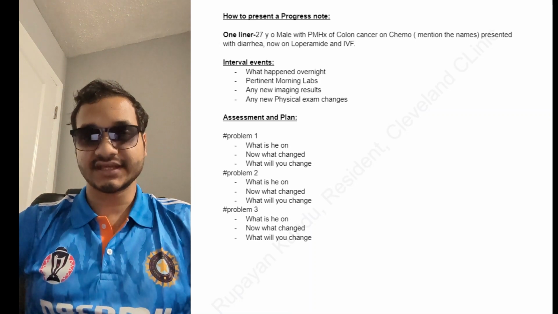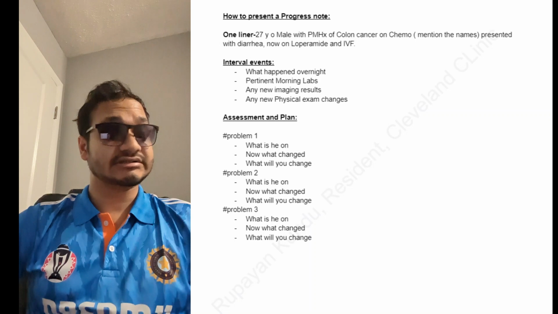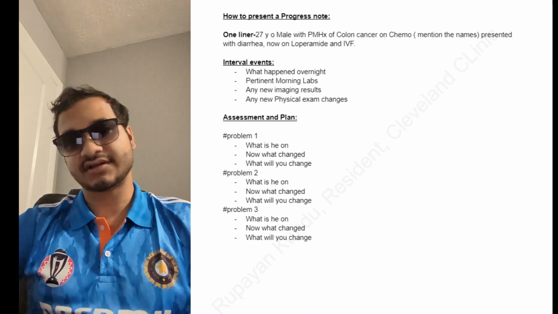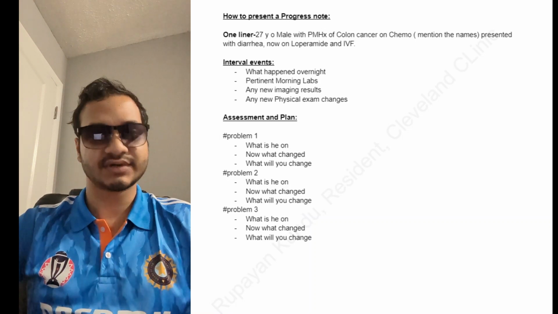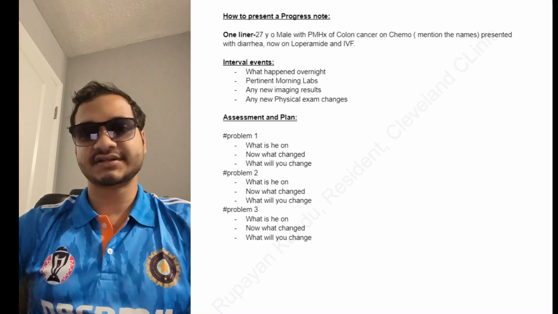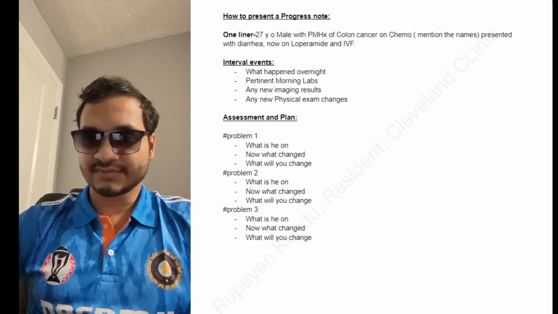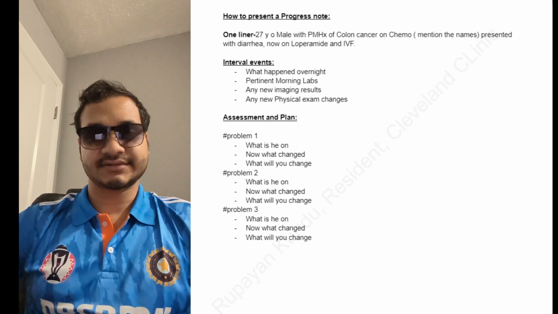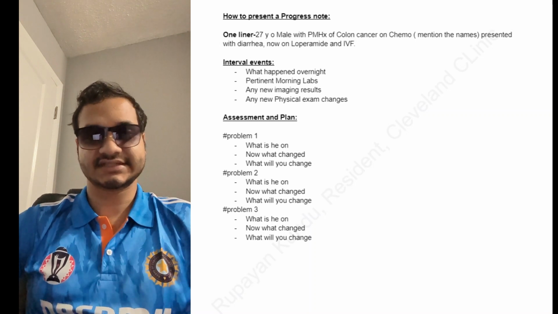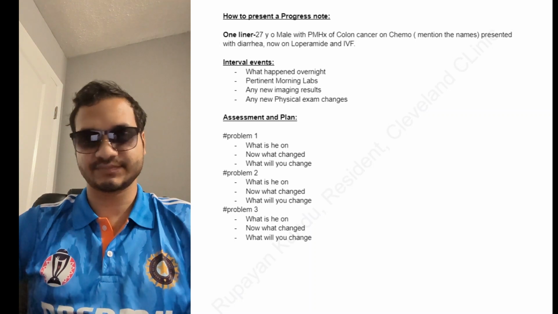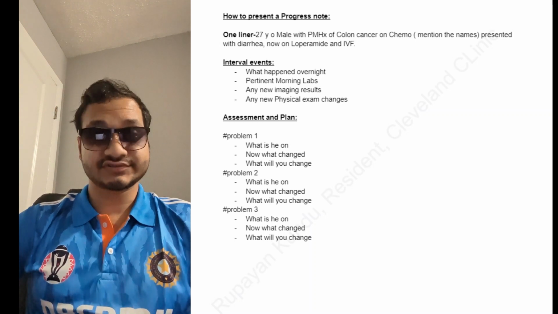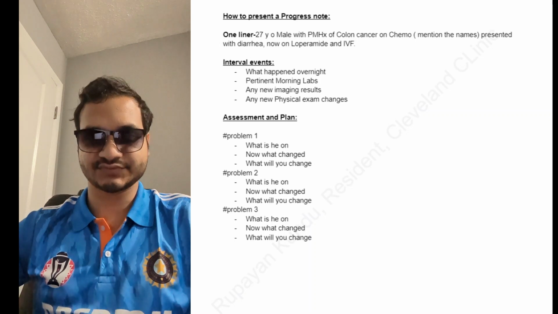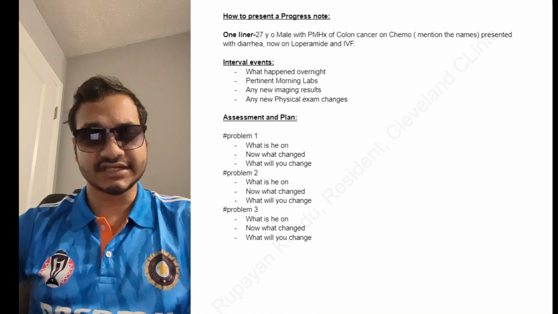Interval events. Next, you have to say what happened overnight. Nothing happened overnight, he's fine, or maybe he had some hypotensive episodes overnight, or chest pain, or shortness of breath. Whatever it is, you have to mention it. Then you say pertinent morning labs, for example, the white count is declining, it went from 20 to 15. So you see the white count is improving, and the AKI is also improving, with the creatinine, for example, going from 1.14 to 1.08, which is near baseline.